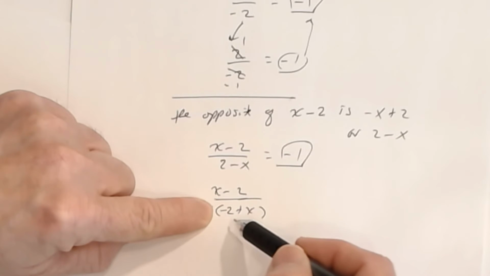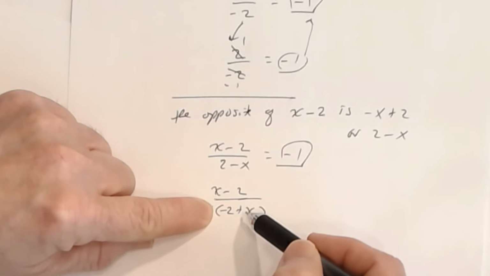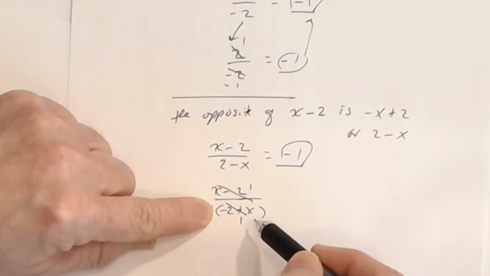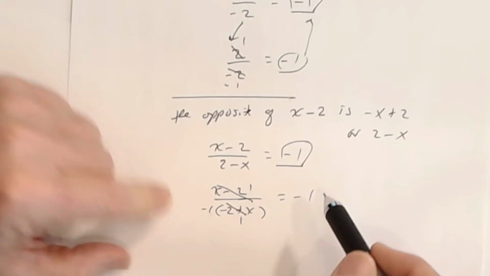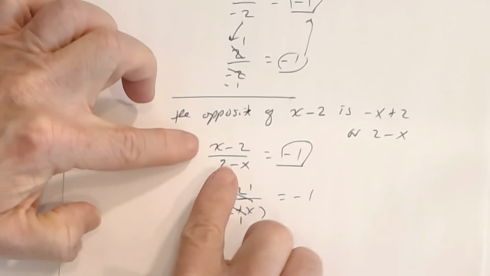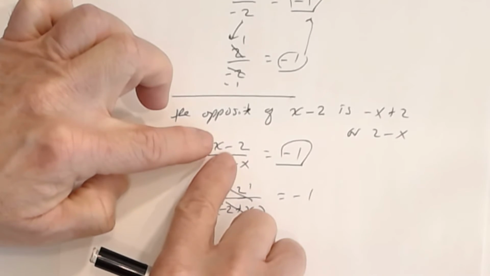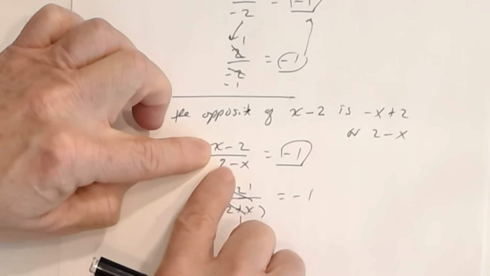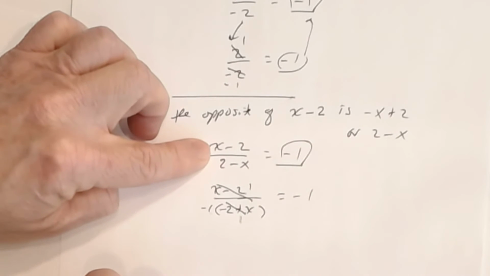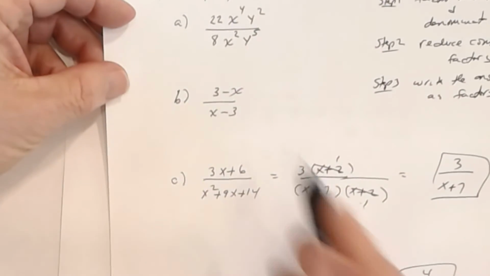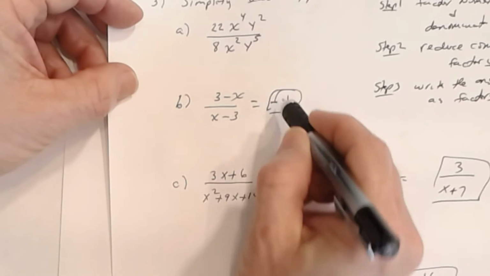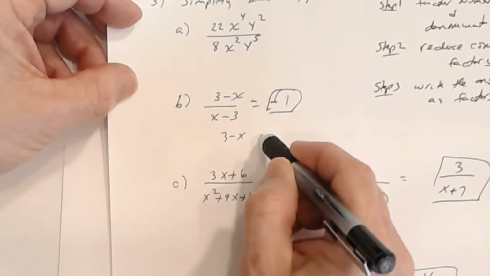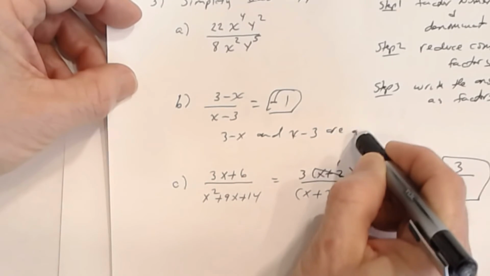This x minus 2 and negative 2 plus x are the same thing. So those reduce and give you 1. 1 divided by negative 1 is negative 1. So in particular, you need to know that if you're dividing two polynomials that are opposites of each other, right away their quotient is negative 1. So right here, all you have to say right away is that this is negative 1, because those are opposites. 3 minus x and x minus 3 are opposites.